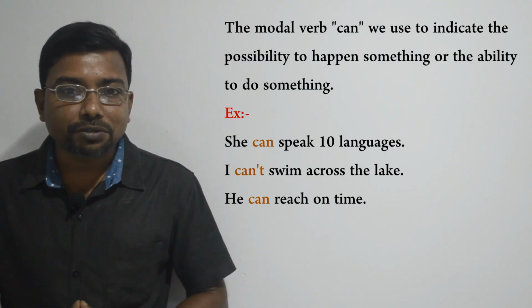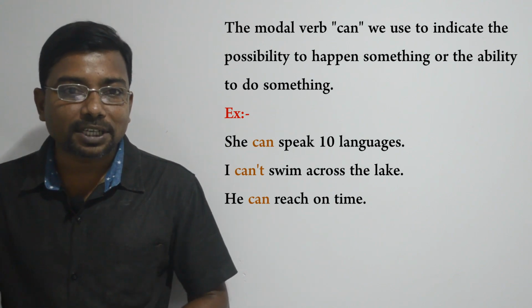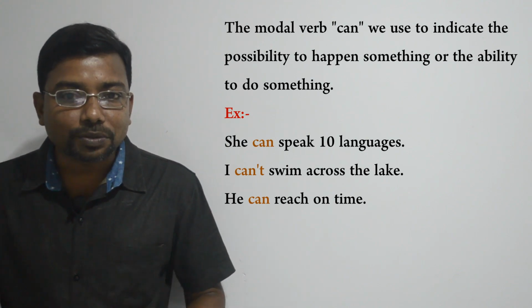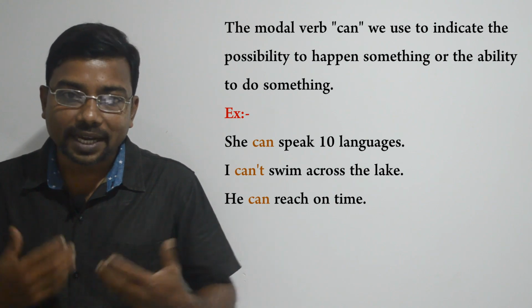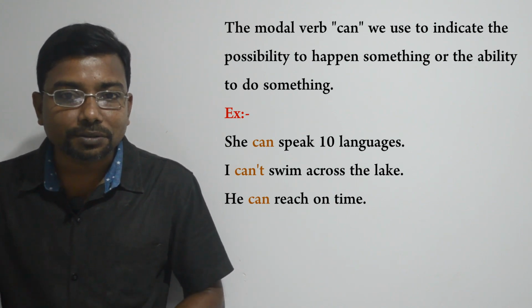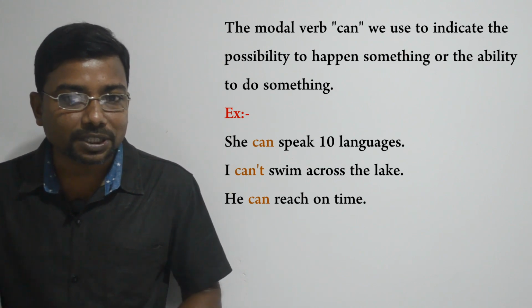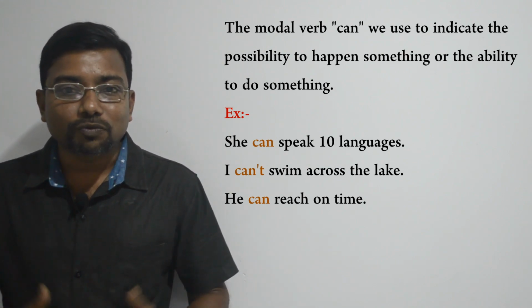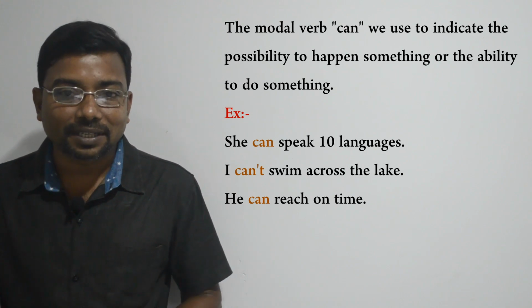The modal verb can we use to denote possibility to happen something or ability to do something. So its negative form, cannot, indicates impossibility to happen something or inability to do something. Okay everyone, let's move on with some examples to identify how to use can.